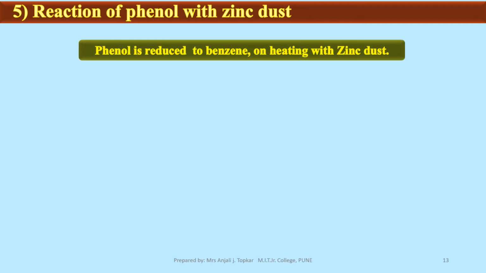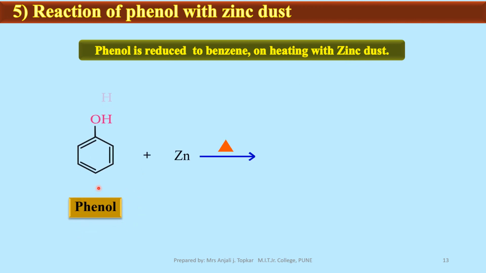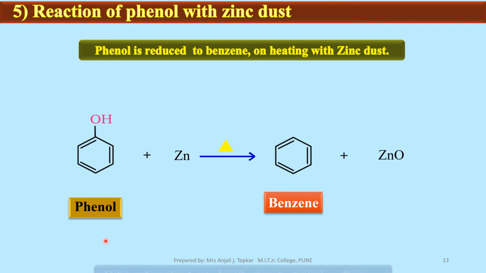Phenol is reduced to benzene on heating with zinc dust. Phenol, when treated with zinc, produces benzene plus ZnO is removed. When phenol is heated with zinc dust, it gives benzene.